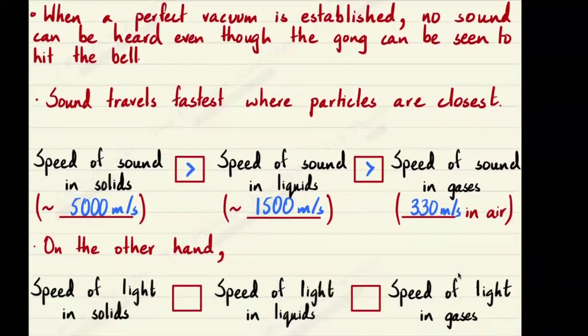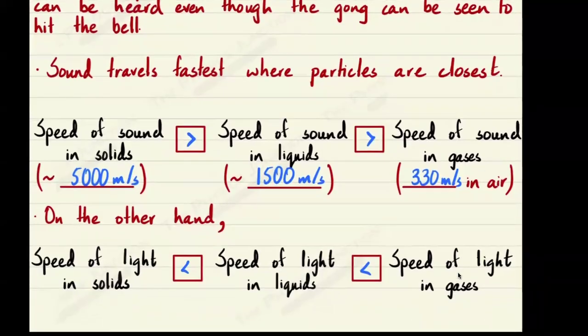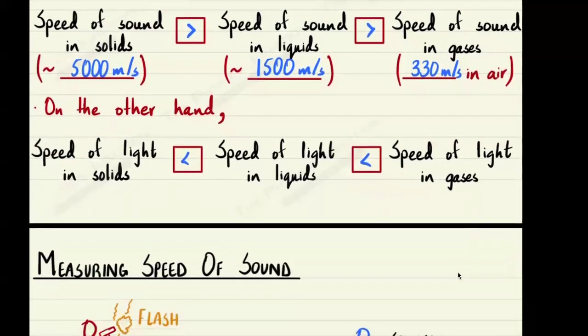On the other hand, when we talk about light, and this we've already talked about, so we know that speed of light in gases or in a vacuum is the fastest, it slows down in liquids, and it slows down even more in solids. So this is an important comparison that you must have in your mind. A lot of students do tend to get confused with this. And the reason why this is so is basically because one is transverse and the other is longitudinal, right? So that's what you need to remember here.